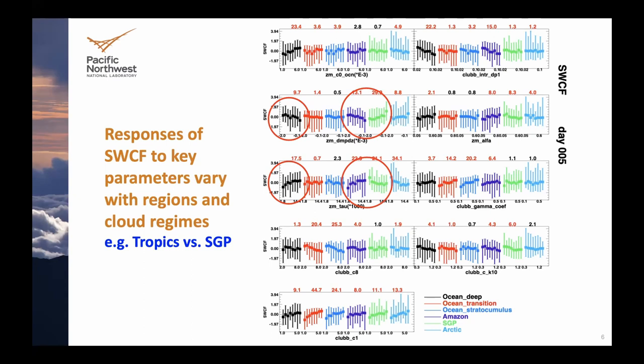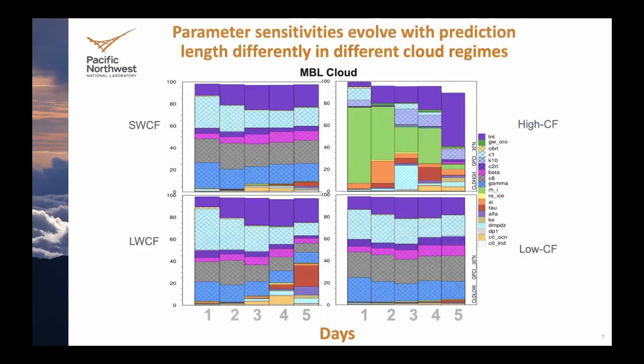To explain those differences, we have done some further analysis, which I don't have time to introduce in detail, and also because those analysis results are very model specific and parameter specific. So the last slide shows how parameter sensitivity evolves with prediction length from day one to day five. Because this is a short simulation, we try to understand how robust this sensitivity is and how it depends on time.